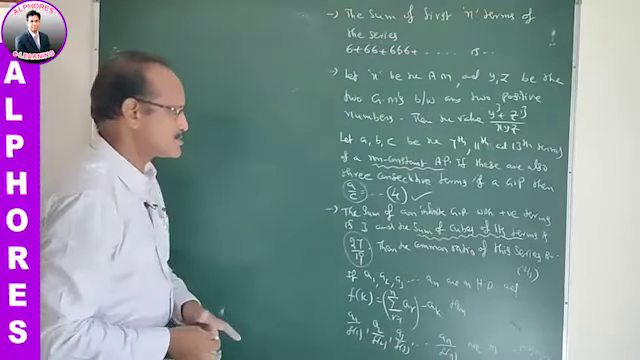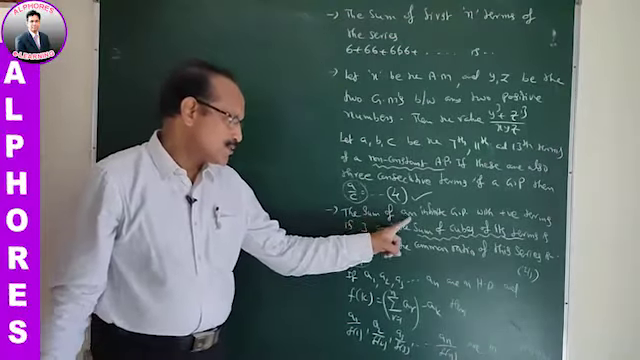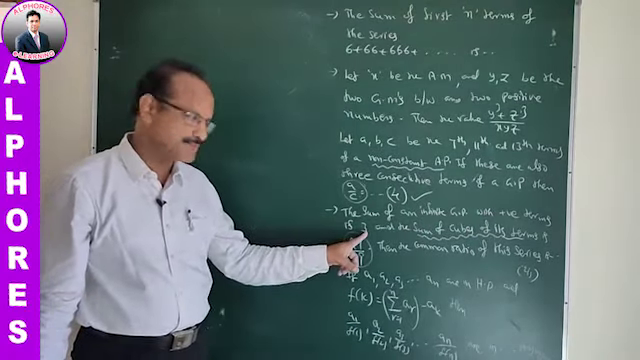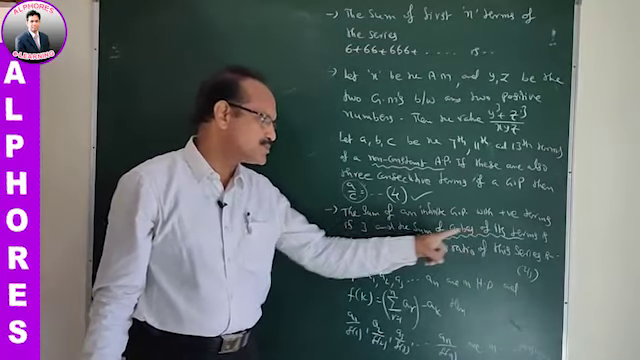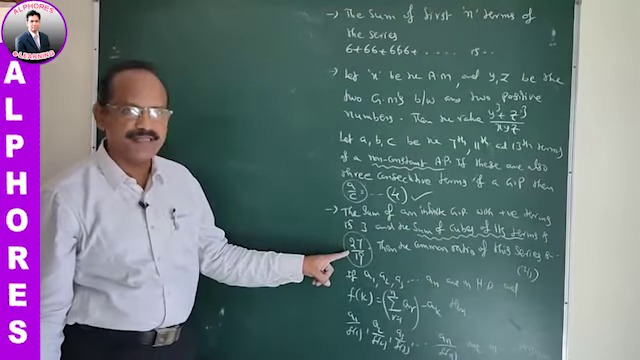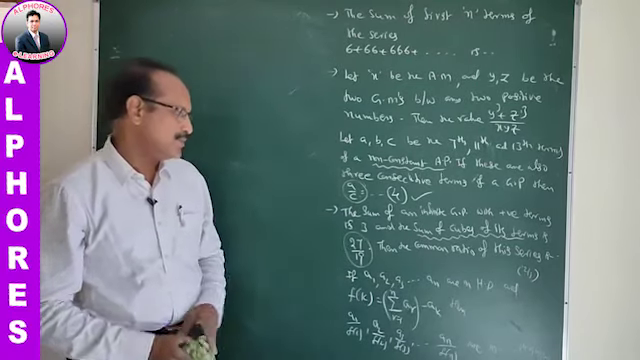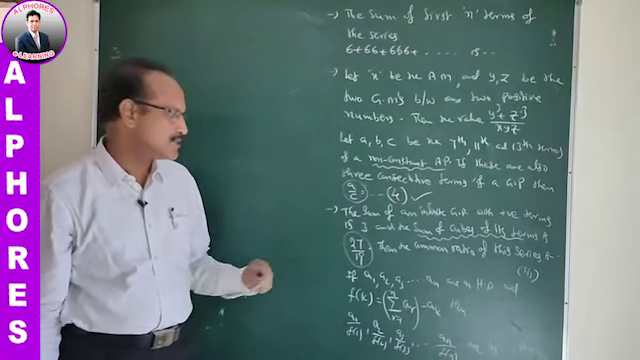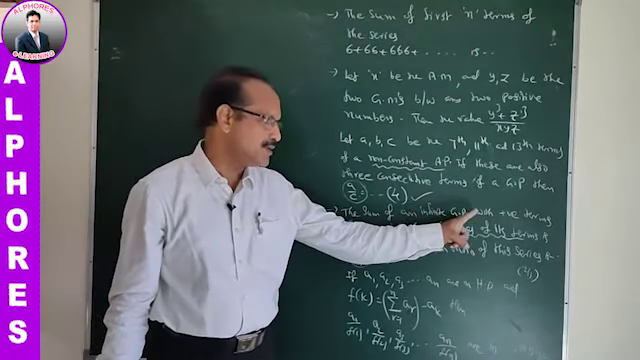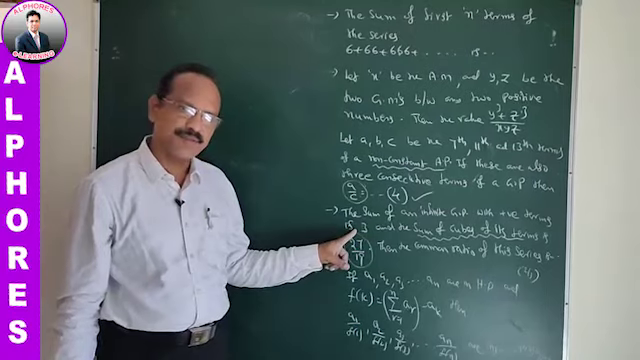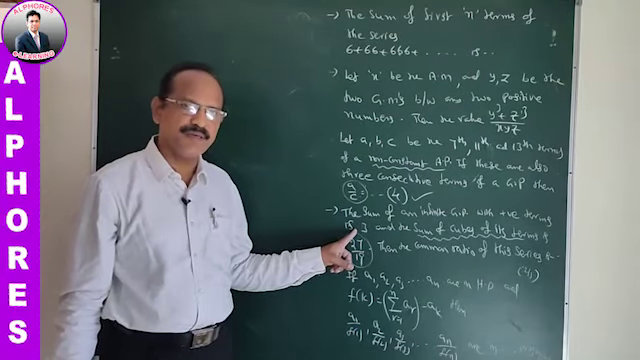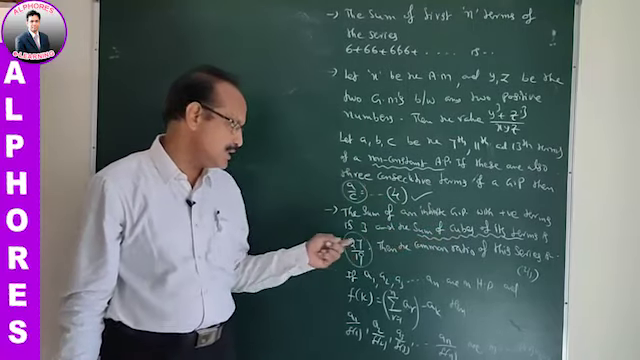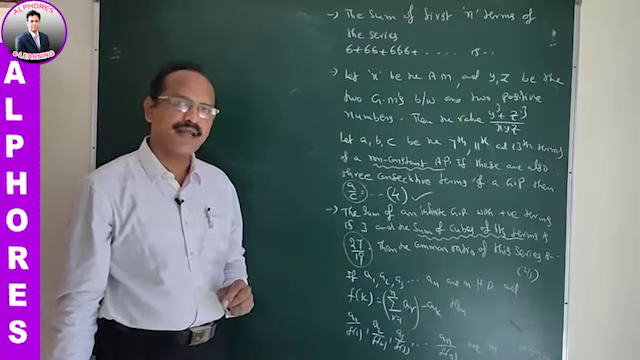Right. The next question is, the sum of an infinite GP with positive terms is 3, and the sum of the cubes of its terms is 27 by 19. Then the common ratio of this series is, once again the question: the sum of an infinite GP with positive terms is 3. Sum of infinite terms of a GP is given as 3. And the sum of the cubes of its terms is given as 27 by 19.